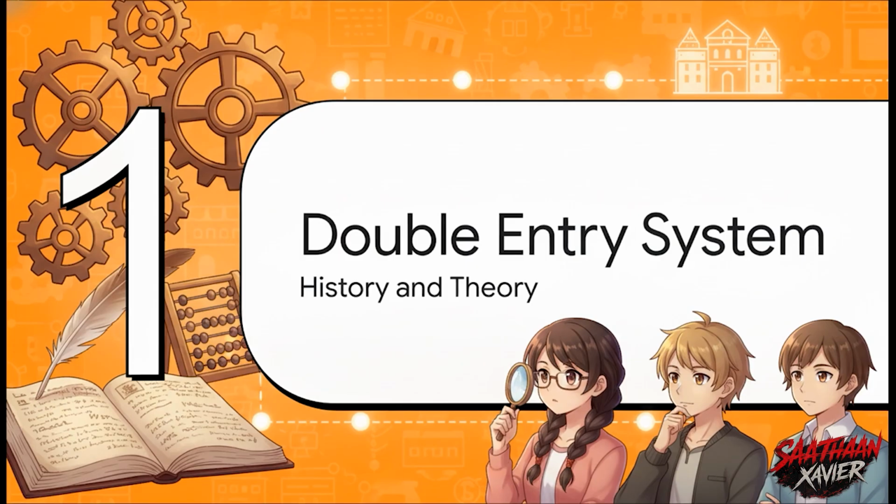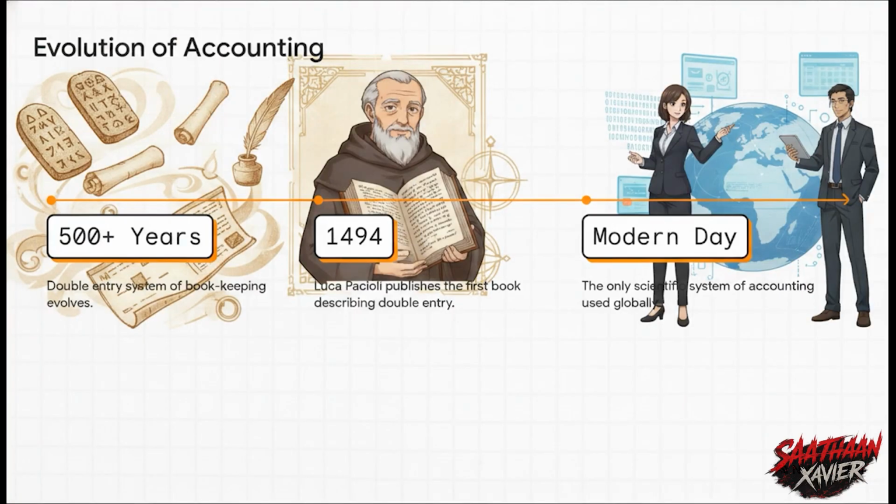Let's dive right into this and look at where modern accounting actually came from. Now, what's really wild is that accounting isn't just some modern corporate invention. No way. The double entry system is actually more than 500 years old. Back in 1494, an Italian mathematician, a friar named Luca Pacioli, published a book called Summa de Arithmetica, which was basically everything about arithmetic and geometry at the time. And right there in those pages, he described the very first double-entry accounting system. Fast forward to the modern day, and it's evolved into literally the only scientific system of accounting used globally. It's the universal language of business.